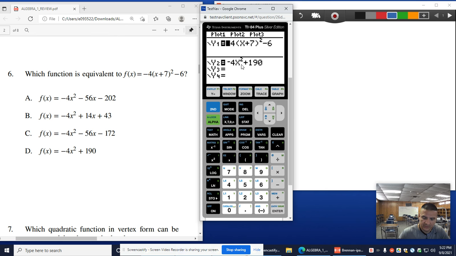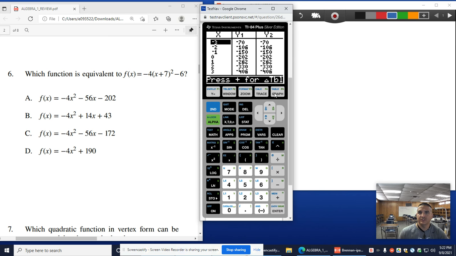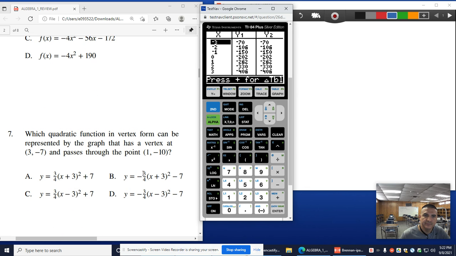I would always make sure, I'm one of those people, I check everything. So I go here, I do -4x squared, I'd put it back in there. Minus 56x minus 202. And even when I graph, if I don't see anything, I can always go to the table and see that the numbers are exactly the same. If the numbers are the same, that's the same graph. Okay, so that one is actually A.